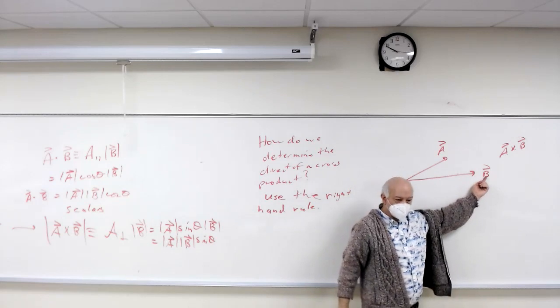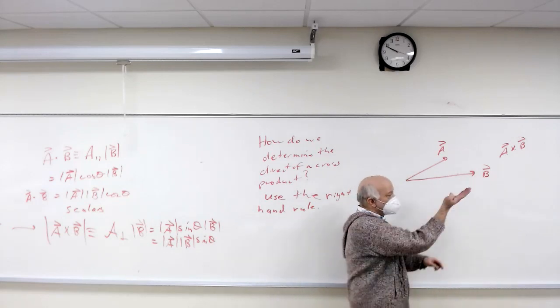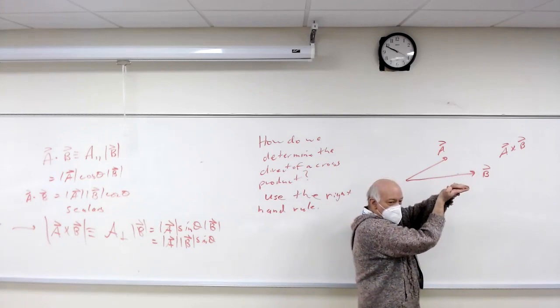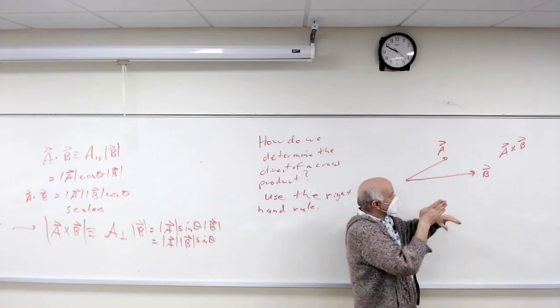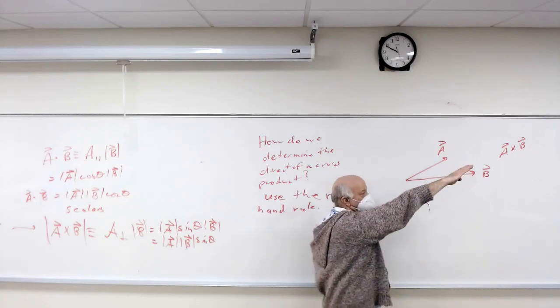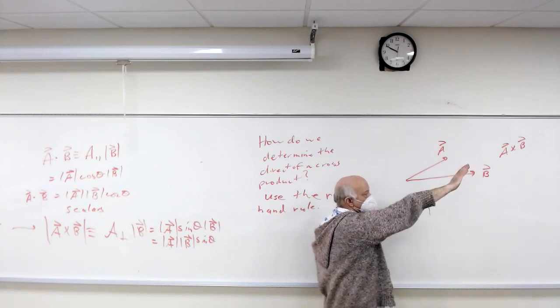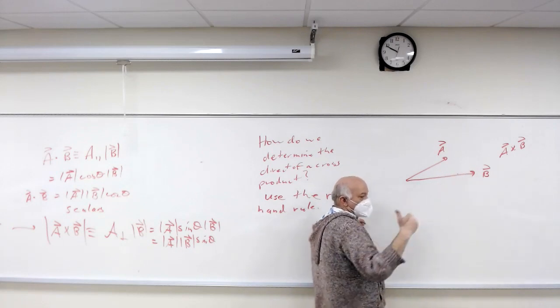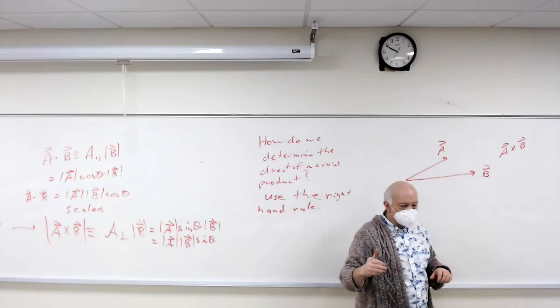So let's make our hands hurt. Let's do it wrong. A cross into B, ow, ow, ow. No, stop. So I have to rotate my hand like that, then I can bend them easily into B. So A cross into B. Then where's the result? The result is into the board.